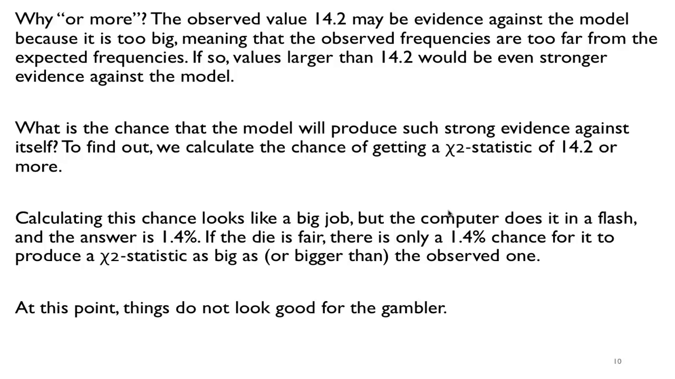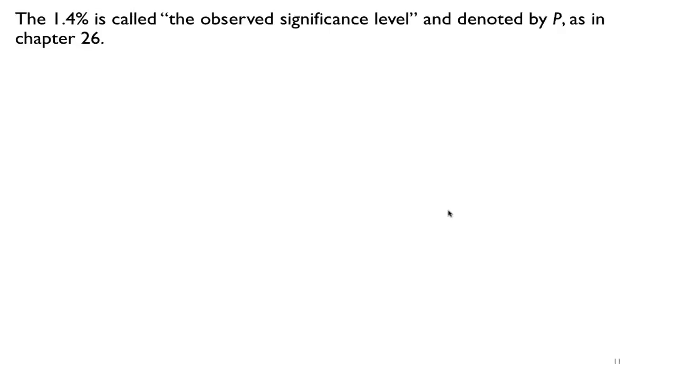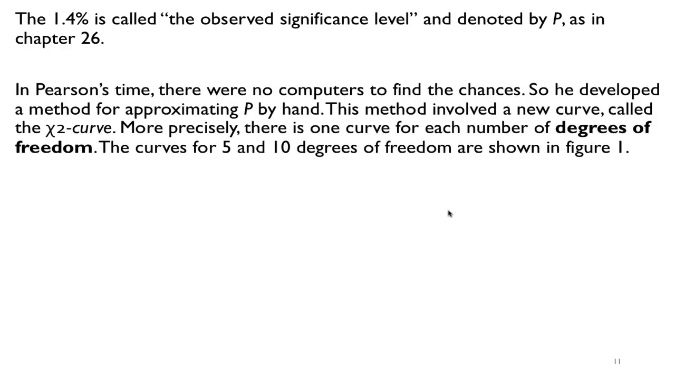Notice this is very similar to the test for significance using the Z-test in the last lecture. In fact, everything's the same except for the chi-square statistic that we use here rather than the Z statistic that we used in that lecture. So this 1.4%, just like the last chapter, is called the observed significance level, the p-value. And so let's talk about how to compute this.